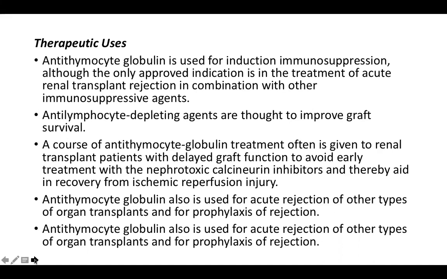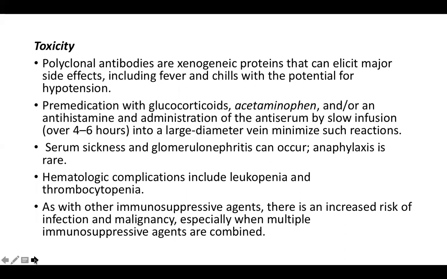Okay, so there is no issue with ischemic perfusion injury. It may happen, but you need to see how you manipulate the medication so as to delay, or so as to aid the recovery of the ischemic perfusion injury. Anti-thymocyte globulin also is used for acute rejection of other types of organ transplants and also for prophylaxis of rejection.